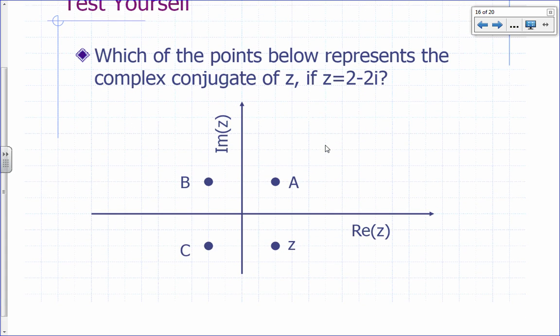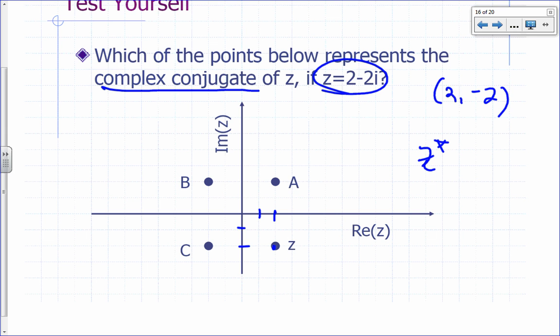Okay, so which of the points represents the complex conjugate of z if z is 2 minus 2i? Where is 2 minus 2i? That's 2 and negative 2, so here's z right here, right? That's 2, 1, 2, negative 1, negative 2. That's your z. Where is z star? It's going to be 2, positive 2, right? It's going to be 2 plus 2i.